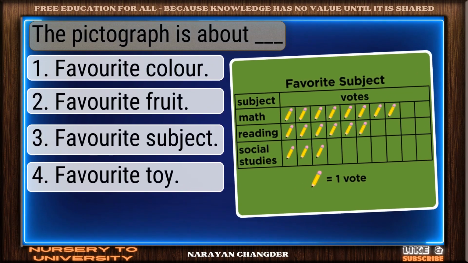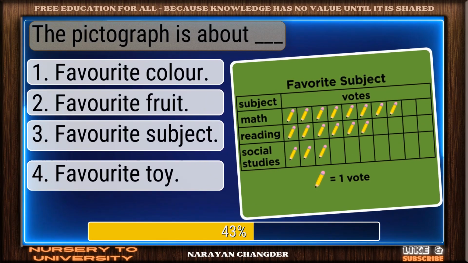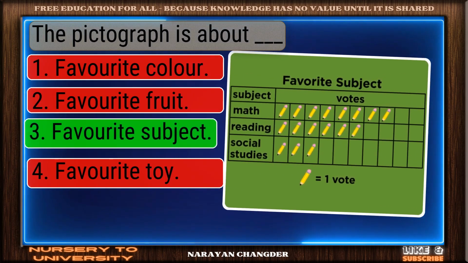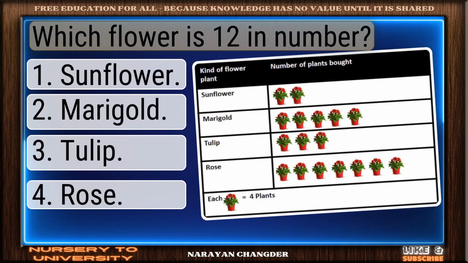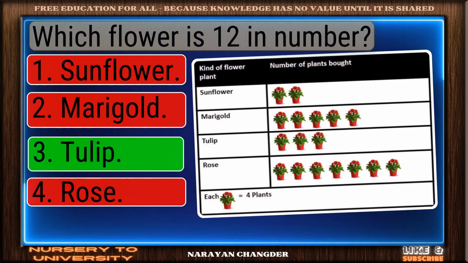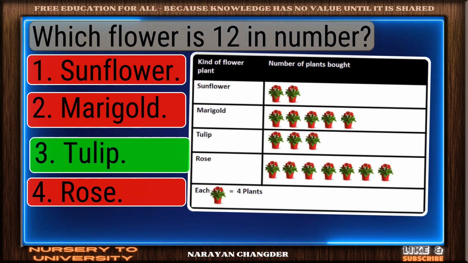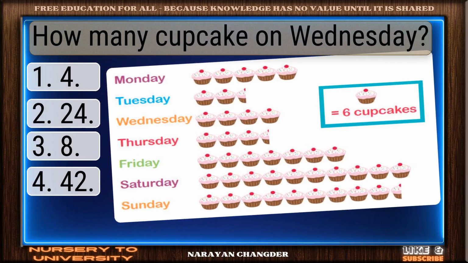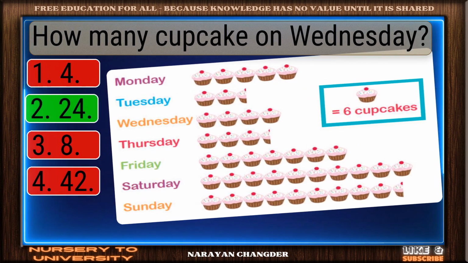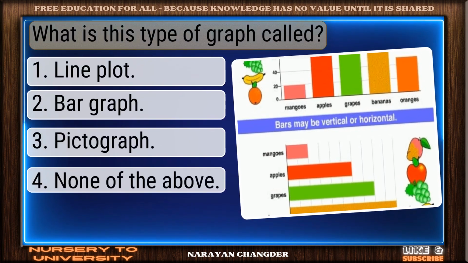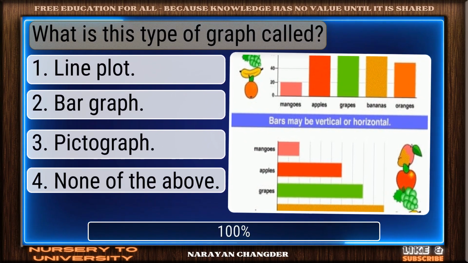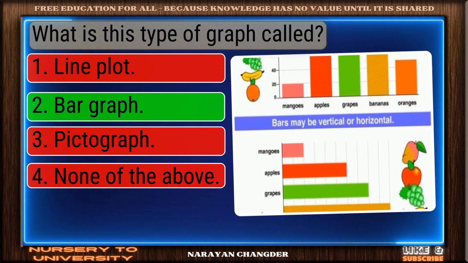The pictograph is about dash. Nice work. Favorite subject fits perfectly. Which flower is 12 in number? Nicely done. Tulip is solid. How many cupcakes on Wednesday? Solid response. 24. What is this type of graph called? Correct. Bar graph is spot on.